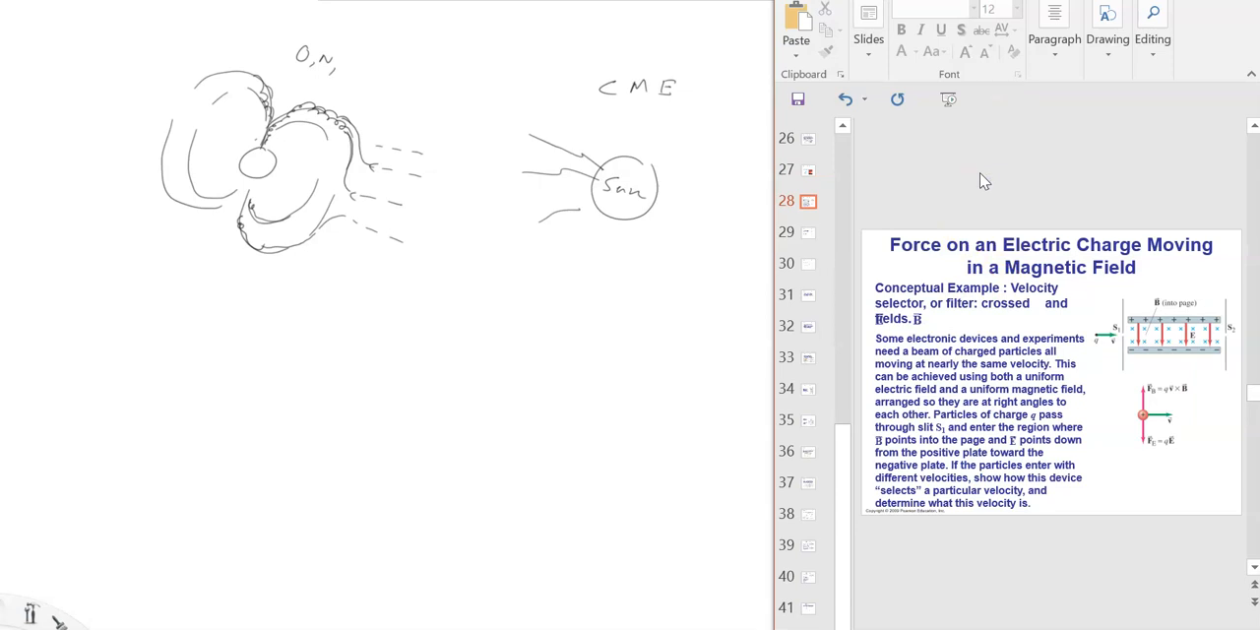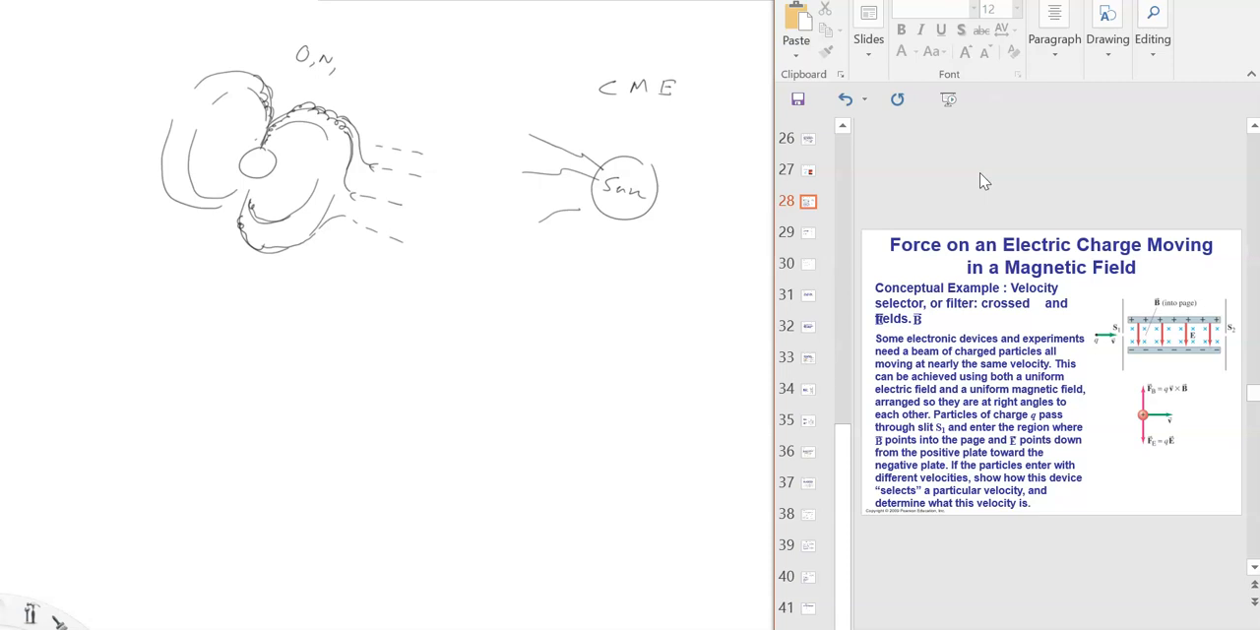Okay, let's talk about another example. Velocity selectors or velocity filters. Whenever we use charged particles, meaning electrons or protons, especially in accelerators. Particle accelerators are important in physics, in industrial research, in medicine, in biology, especially nuclear medicine to treat some things like cancer. Accelerated particles are used to treat these cancer cells.